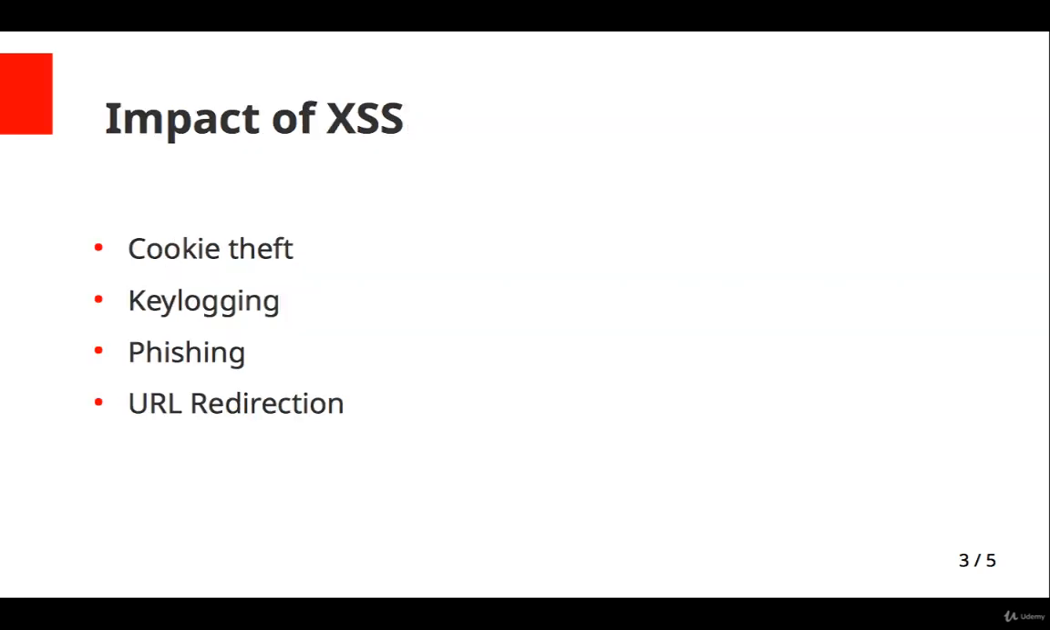Let's talk about the impact of cross-site scripting. Cross-site scripting can be used as a part of phishing attacks, URL redirections, as well as key logging, as well as cookie theft. In order to run malicious JavaScript code in a victim's browser, an attacker must first find a way to inject a payload into a web page that the victim visits. For exploitation, an attacker can use social engineering ways like email or clickjacking to manipulate users into executing our payload.